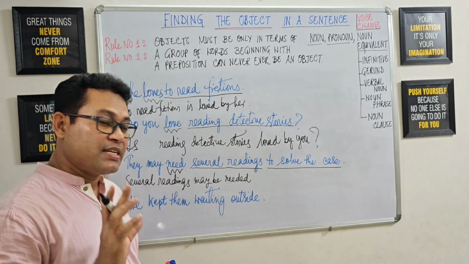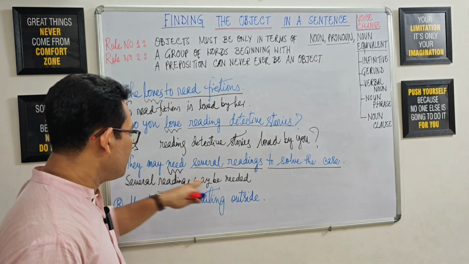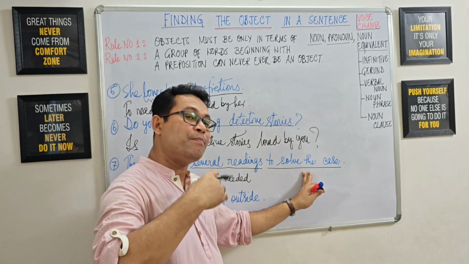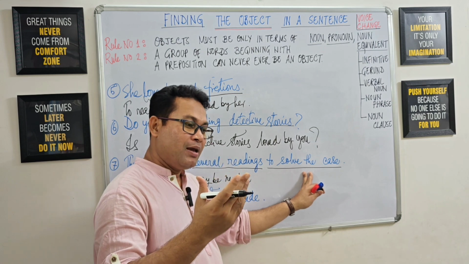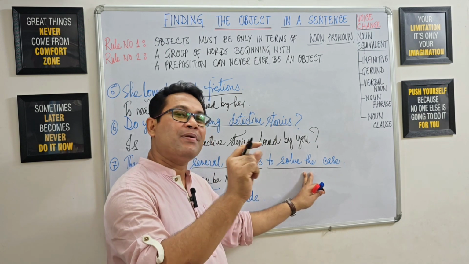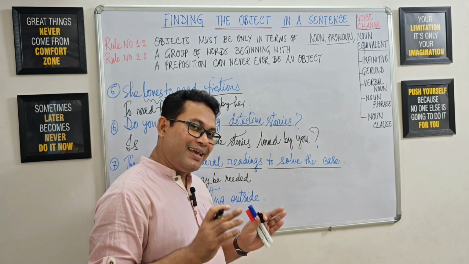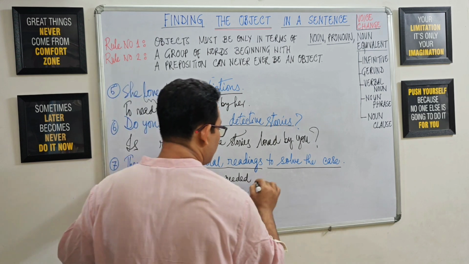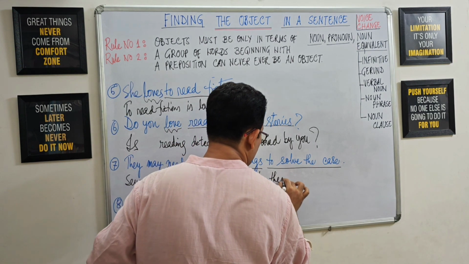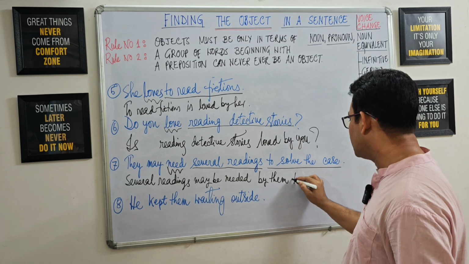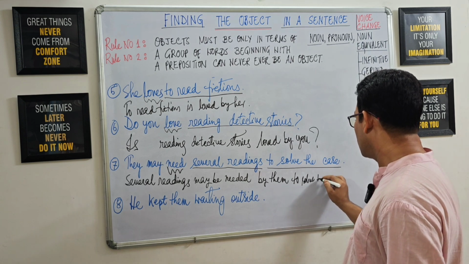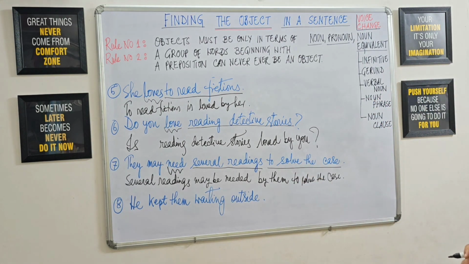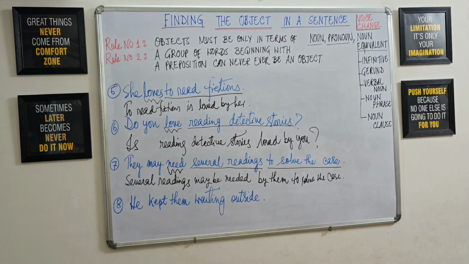All right, now we have a critical question over here. Should we write by them first or to solve the case first? The rule is, if we get any phrase indicating purpose or intention or aim in terms of to plus verb or for plus gerund pattern, then that pattern should be used at the very end of the sentence. All right, so you have to bring in by them first, and then the remaining part. Okay, so the passive sentence is several readings may be needed by them to solve the case.